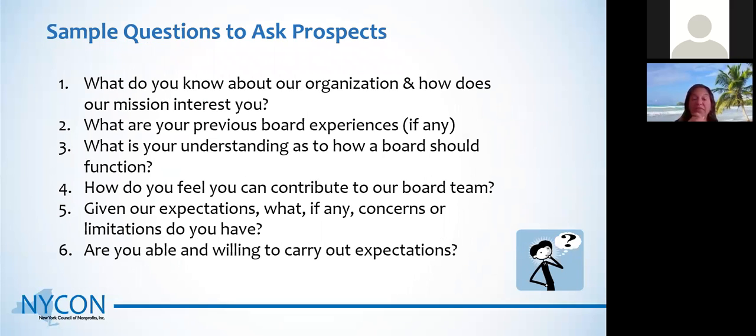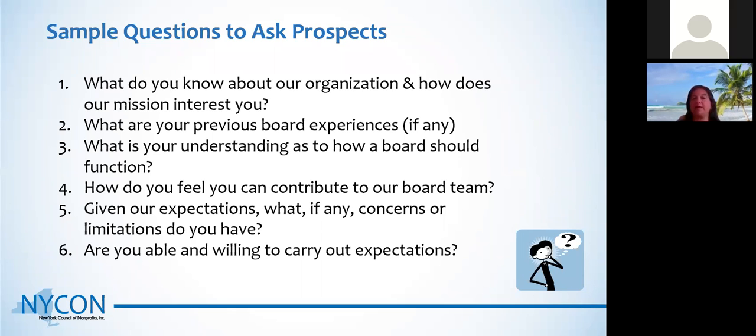You also want to think about talking to board members and maybe asking, what do they know about your organization? How does our mission interest you? What do you know about our history? What experiences have you had? What would you like to do to make a difference? What are your previous board experiences, if any?